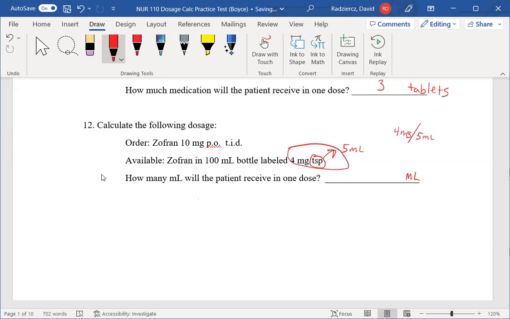So you're going to take your order, 10 milligrams, over your available 4 milligrams, and then your quantity 5 milliliters. Ten times 5 is 50, divided by 4 is 12.5 milliliters.